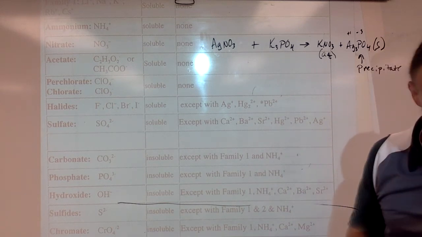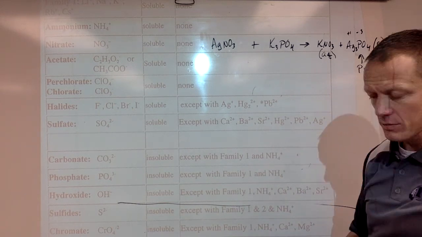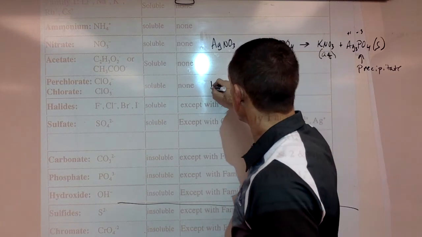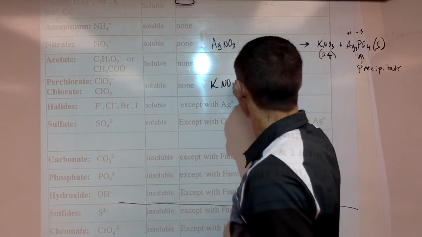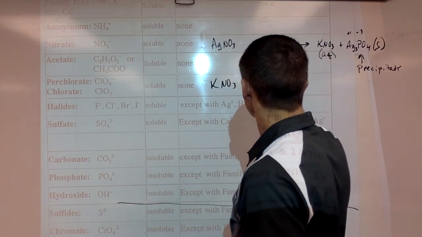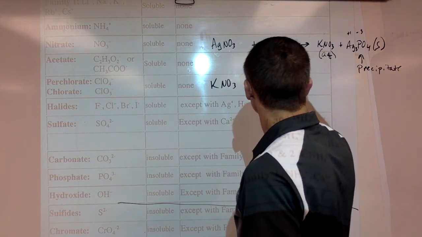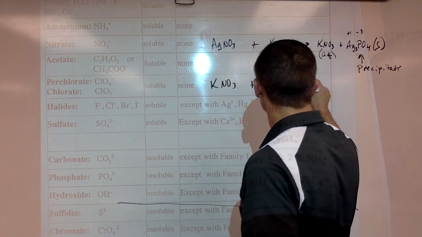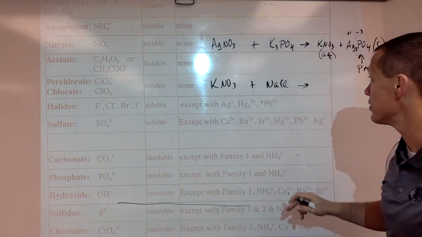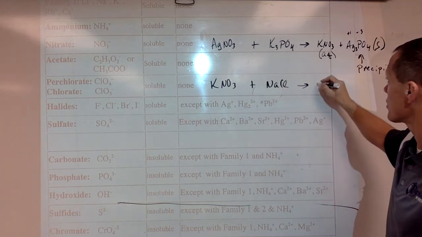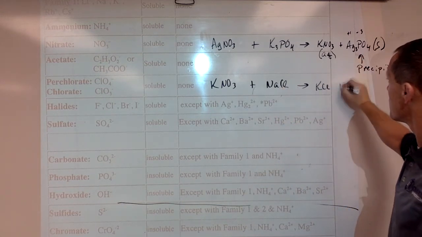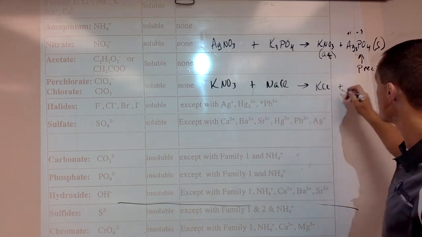All right. Let's do one more. Let's say we have potassium nitrate with sodium chloride. Everything's a +1, -1 charge here. I made it pretty easy. So potassium's going to go with chlorine, and sodium with nitrate.